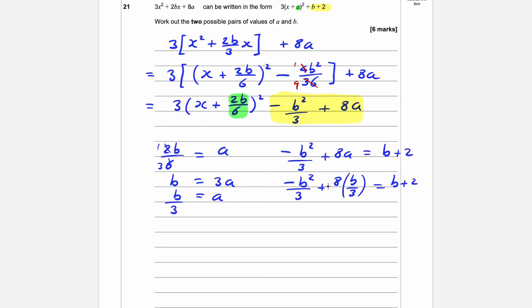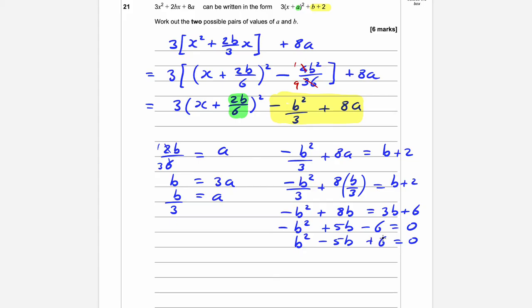Okay, guys, obviously this is a tricky question. So let's multiply across by 3. Minus b squared, multiply everything by 3, plus 8b equals 3b plus 6. Okay, bring everything to the left. Minus b squared plus 5b minus 6 equals 0. Let's change all the signs across. B squared minus 5b plus 6 equals 0. Factorize this.